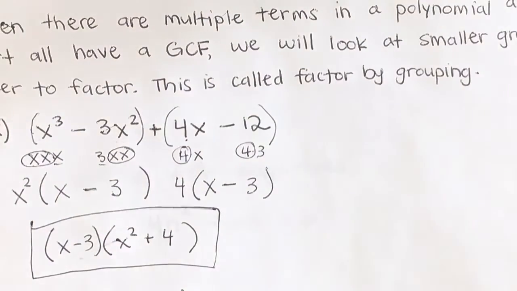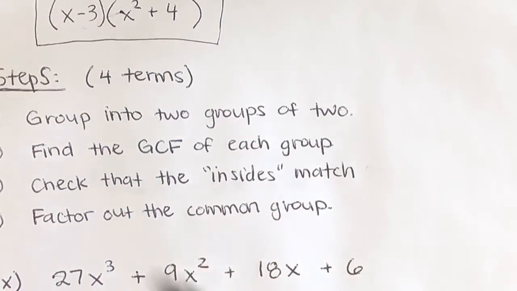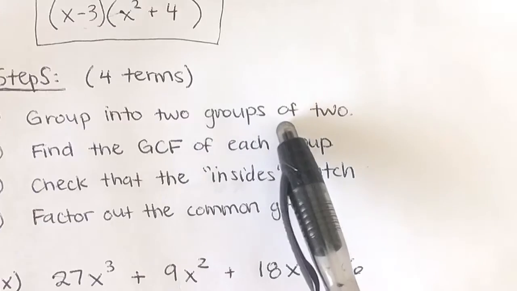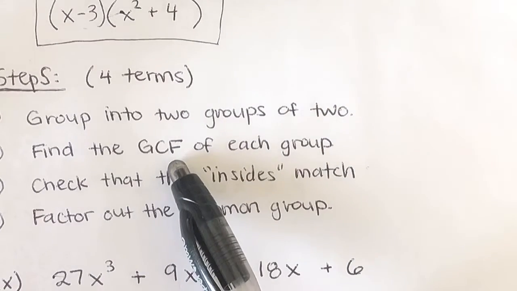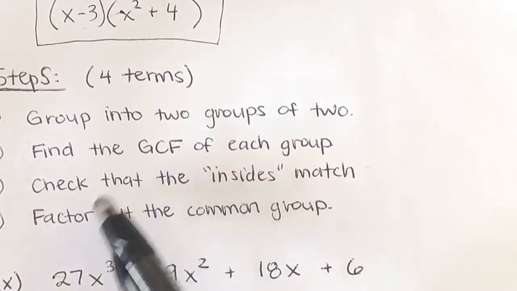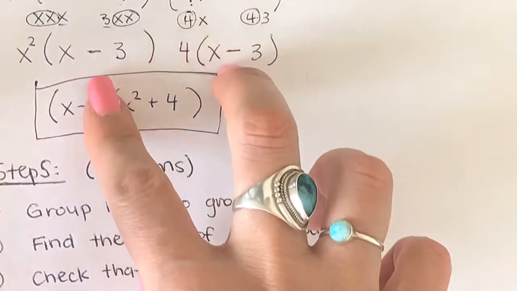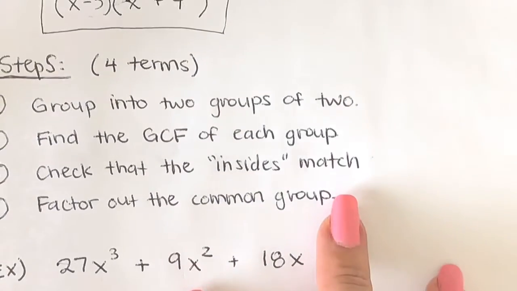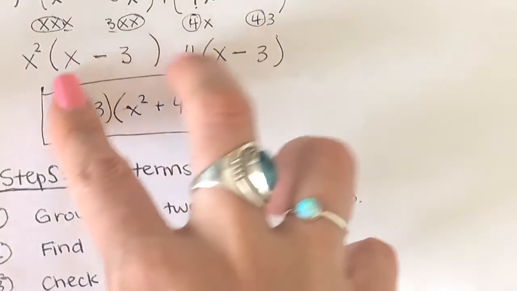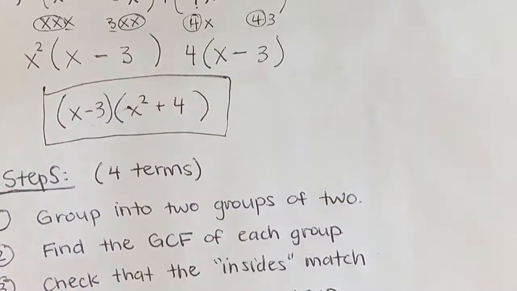So if we go back over those steps, these are the steps when you have 4 terms. You want to group into 2 groups of 2. Then in each of those 2 groups, you're going to find the greatest common factor and take it out. Then check that the insides match. So that's what we did up here. They are both an x minus 3 and an x minus 3. And then you're going to factor out that common group. So we factored out the x minus 3, the common part, and then the leftover pieces go inside the second group. So let's just look at some more examples.